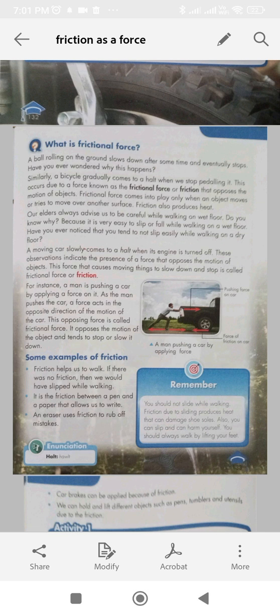Remember, you should not slide while walking. Friction due to sliding produces heat that can damage shoe soles. Also, you may slip and harm yourself. You should always walk while lifting your feet.